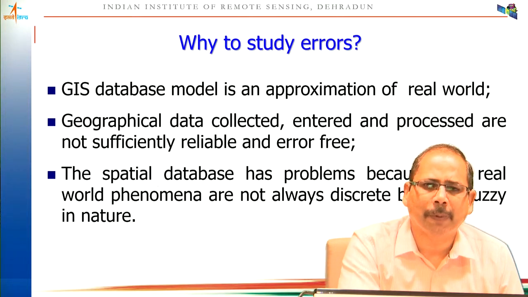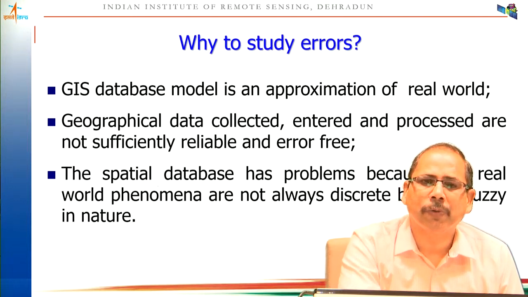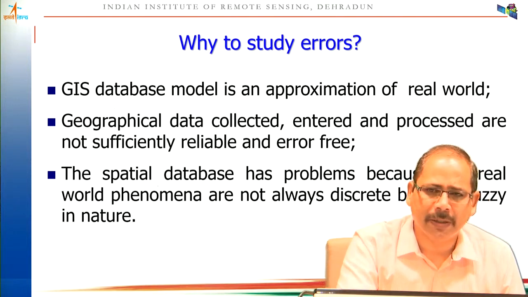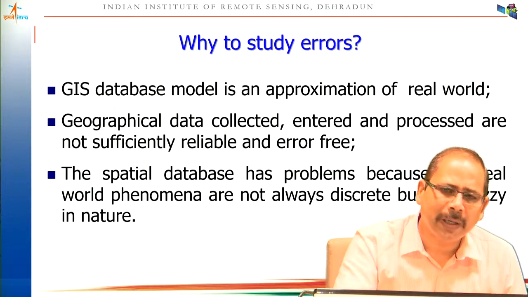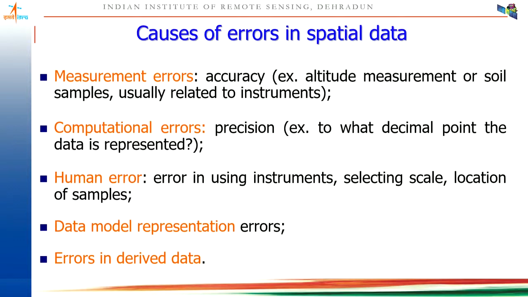The spatial database has a problem because the real world phenomena are not always discrete but also fuzzy in nature. If you see, in GIS we are simply drawing the boundaries, but in the real world these boundaries are not like simple lines, rather they are fuzzy in nature. So you cannot pinpoint or say this boundary ends here itself. There will be some fuzziness, and it depends on the size of the pixels or the size of the raster image we are capturing. It decides how much accuracy there is in this data.